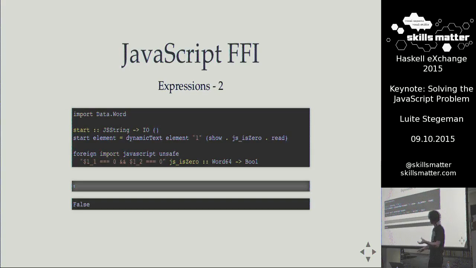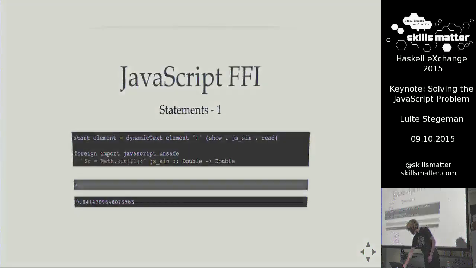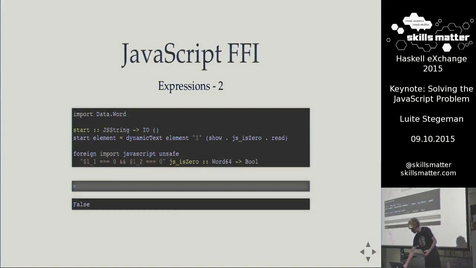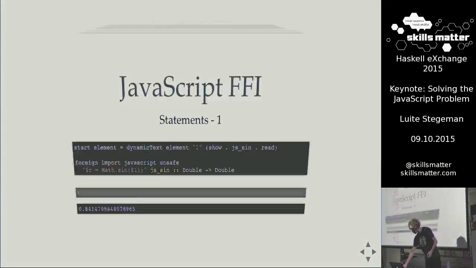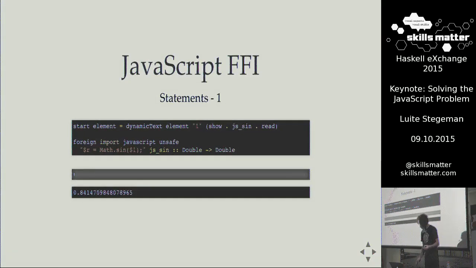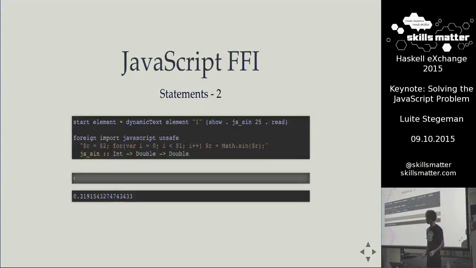These are still expressions. So this thing is a JavaScript expression that returns a bool, and those are automatically converted back to Haskell bools. We can also do statements. If we just add a semicolon, then we get a statement. We have the result placeholder, which is $R. So we can explicitly assign the result here, and this gives exactly the same result as the earlier one.